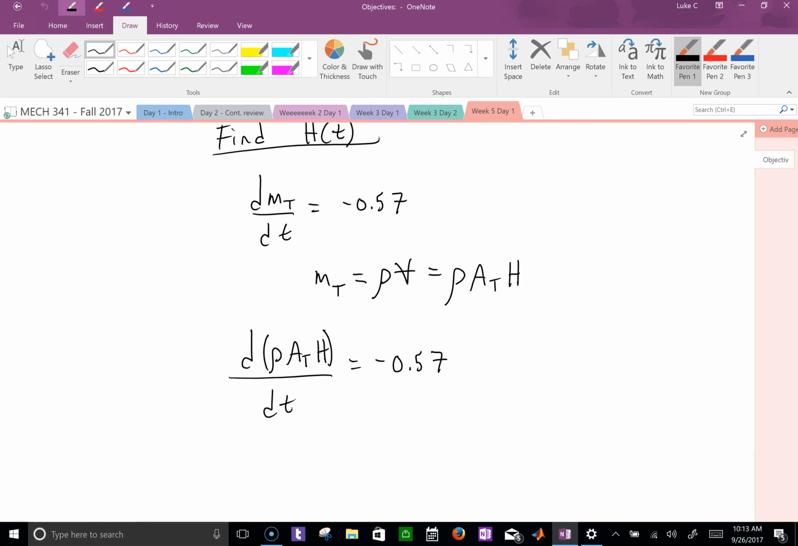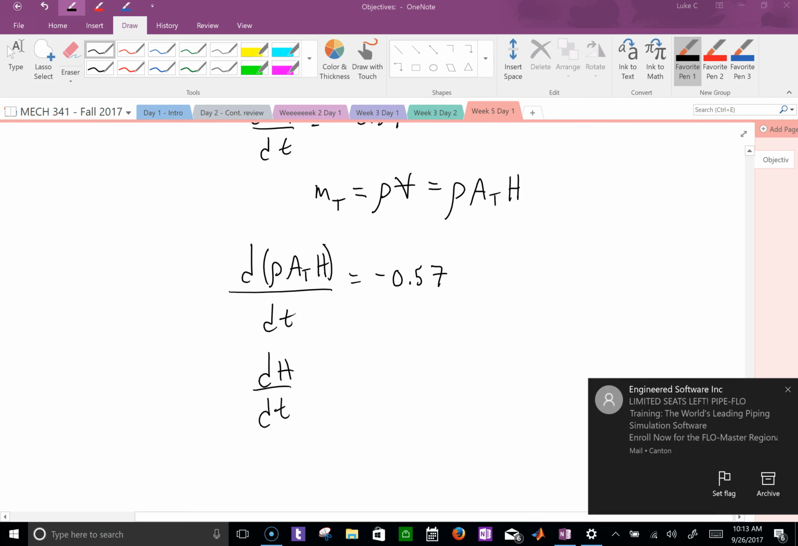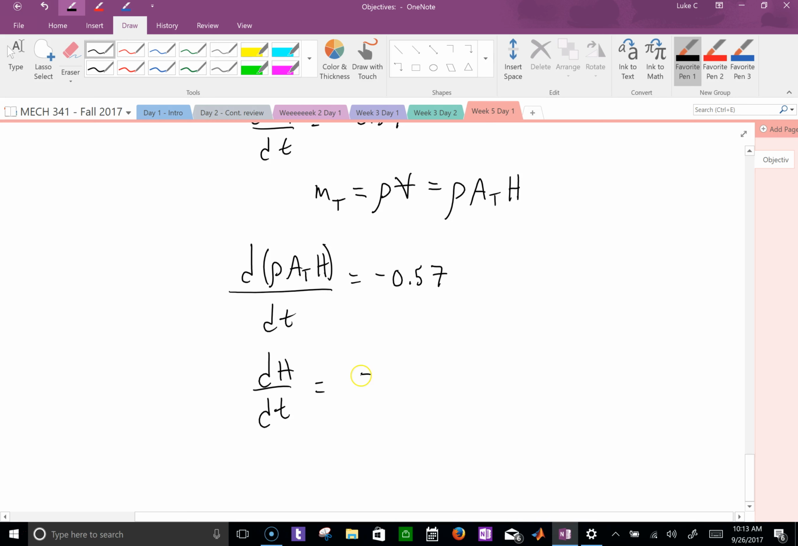Is rho constant? Yeah. So we can take that out. Is A constant? We take that out. Is A? No, we leave that in. So we end up getting dH/dt equals negative 0.57. Not yet. I'm going to take out rho and A_T because they're constant. I'm going to divide by them. So you can take rho and A_T out and then divide by them.